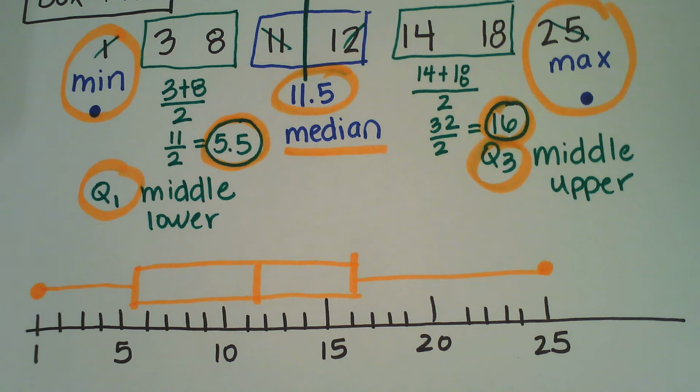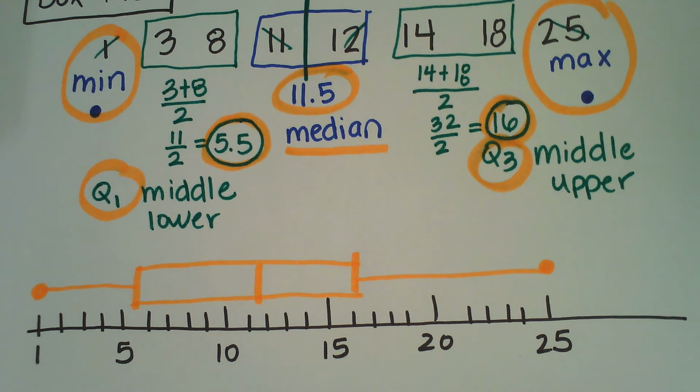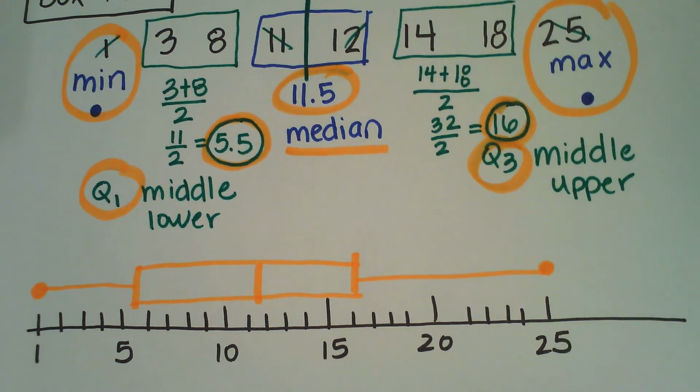All right, so in your Delta Math practice today, you have 2 problems where you find the mean and the median, and you have 1 problem where you create a box plot. All right, so then the last thing I'm going to talk to you about is the standard deviation. So this is new for you.